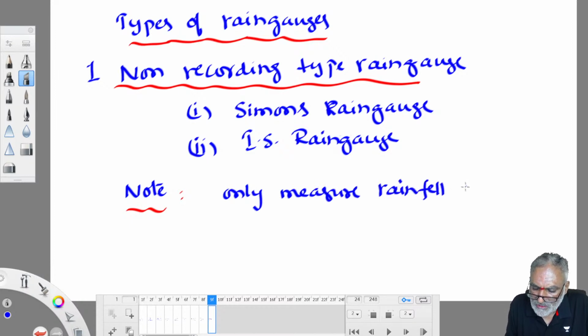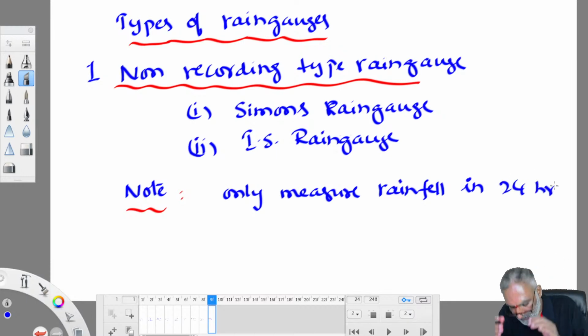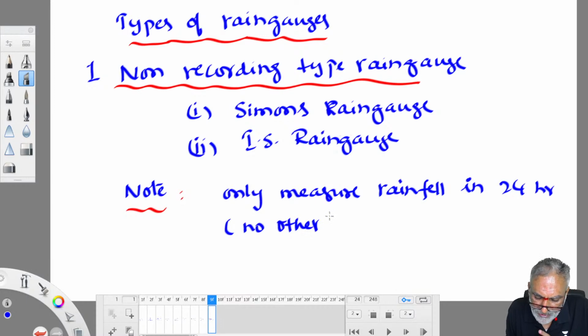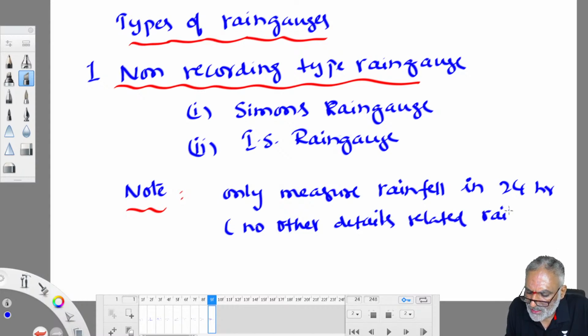There is one separate department to measure these weather parameters, called the meteorological department. People from the meteorological department measure rainfall every day at exactly 8:30 a.m. Yesterday 8:30 to today 8:30 a.m., whatever amount of rain has been collected by the gauge is recorded as today's rainfall. Today 8:30 to tomorrow 8:30 is recorded as tomorrow's rainfall. We only measure rainfall in 24 hours; we don't get the complete history of the rain. No other details related to rain, but they are less expensive.